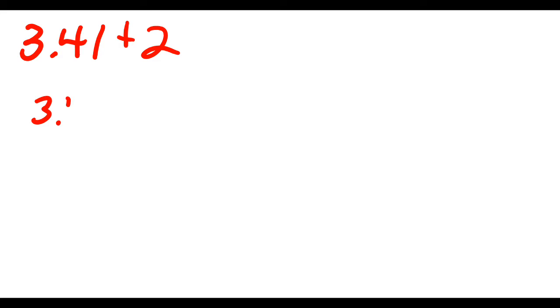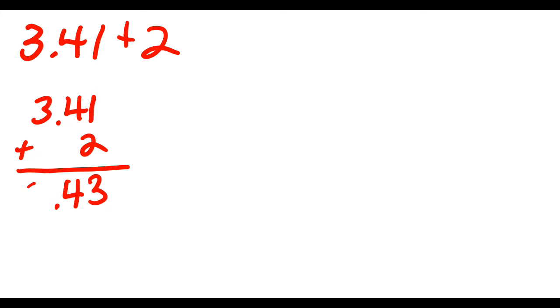This time I'm going to show you how to add decimals not using the base 10 blocks and how you're going to line that up properly. So let's say that you are given the number 3.41 and you're going to add that to 2. Let's just say that's your first question. So what you might do is say 3.41 and you're going to write the 2. You're going to add that up. And you're going to say that that is equal to 4, line up the decimal, 3.43. You might do that.